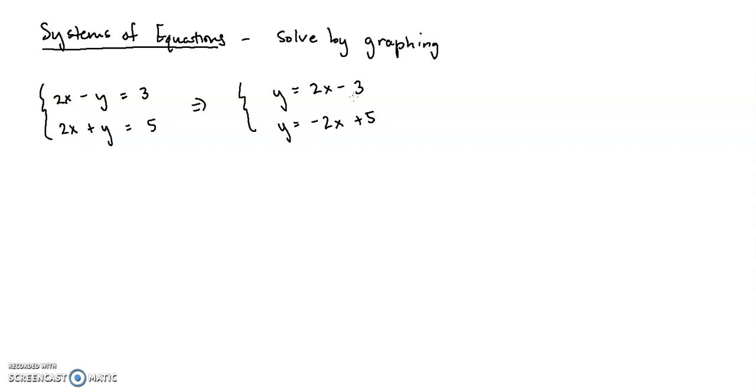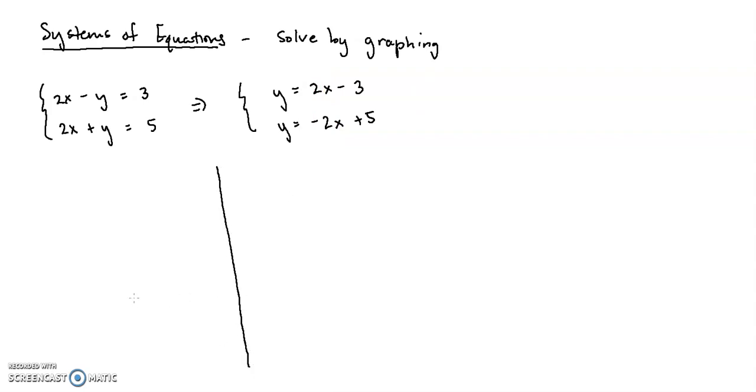You have to get them in this form and then compare these numbers. Okay, are these the same number? No. One is positive 2, one is negative 2, so these are not parallel. Okay, so don't do it in this form over here. It's got to be y equals for you to be able to see the slope. So these are not parallel lines, so let's go ahead and graph them.